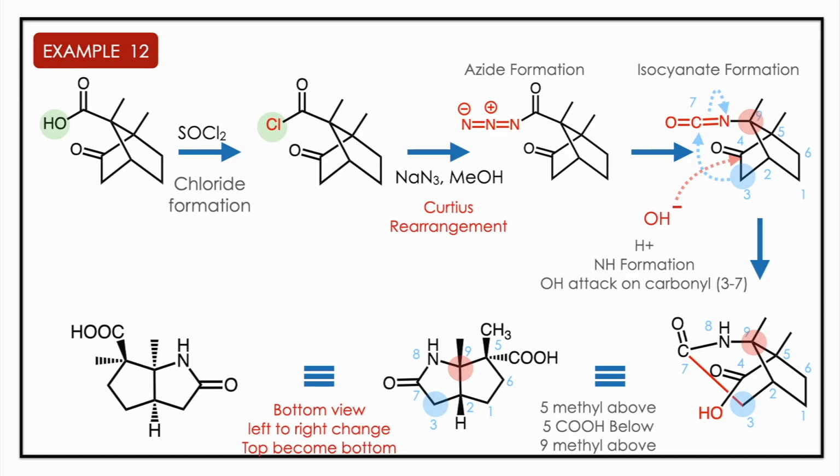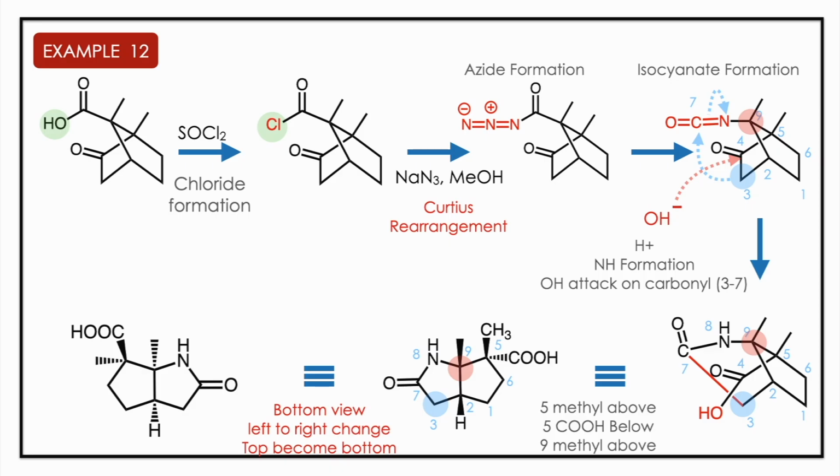Then you are using NaN3. It's a functional group conversion. Chlorine to azide. Once azide forms, the possibility of Curtius rearrangement. Azide has N3, so nitrogen is the good leaving group. The group migrates. You have new NCO bond. The NCO is isocyanate. Here it has the possibility of many side reactions.